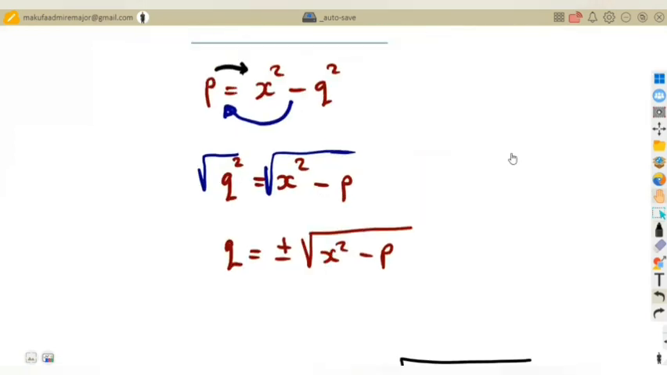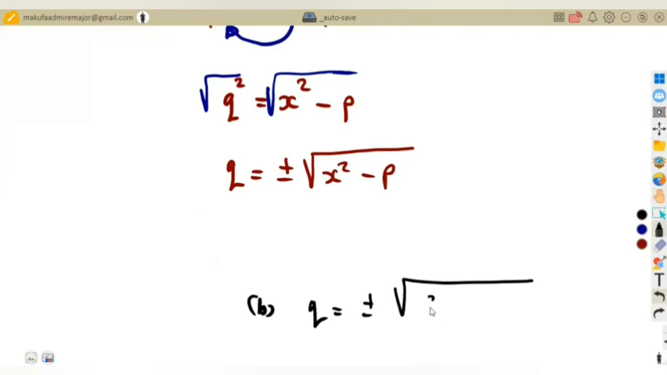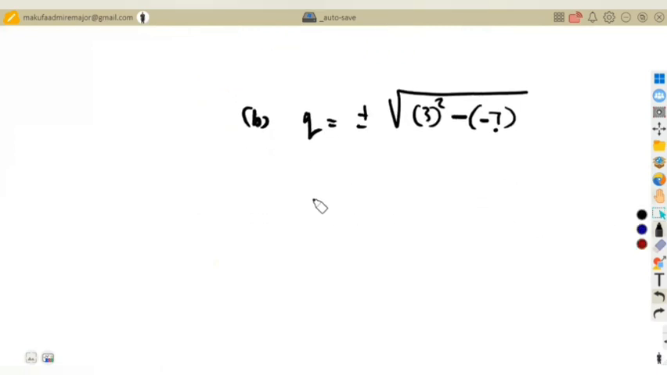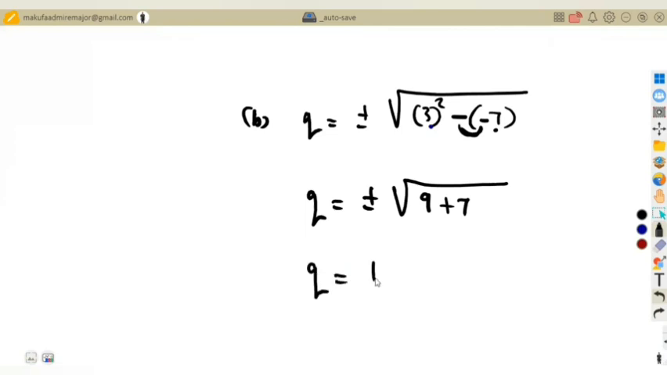P is -7. So it's going to be 3 squared, 3 squared minus p. P is taken as a negative, that we are given as -7. So it's going to be minus for the formula. Then p is carrying a negative. That's how you substitute. So you can find the values of q from this, which is going to be plus or minus the square root of 3 squared. That is going to be 3 times 3, which is 9. Minus and minus, that's a plus. So this is going to give us plus or minus the square root of 16. 9 plus 7, that's 16.